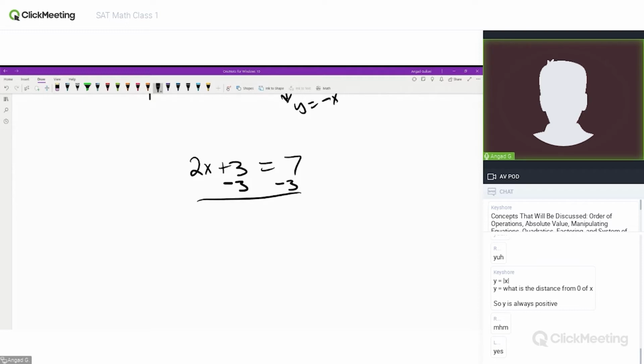We're going to do the opposite of what the sign is telling us to do so that we can cancel out the number here, right? So since it's adding, we're going to subtract. If it was subtracting, we would have to add, right? So when we subtract here, the 3s cancel out, and we get 2x is equal to 4. And since we want to isolate the x, to cancel out the 2 here, we're going to divide by 2. And then we get x is equal to 2. So that's the main gist of manipulating equations.